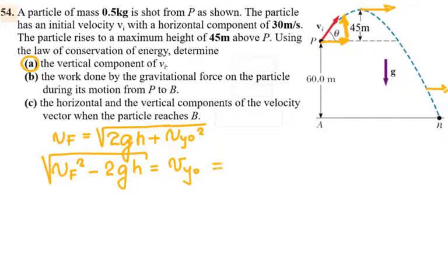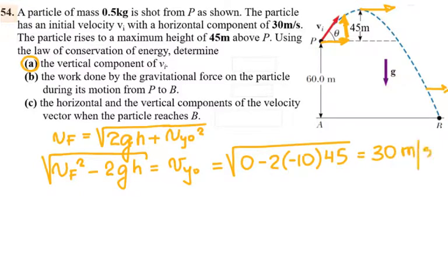Now I'm going to plug in the numbers. So I have the square root, final velocity is 0, minus 2, acceleration is negative 10 because it's losing its speed, and the height is 45. So it looks like that is going to be 30 meters per second. And some of you knew it was 30 meters per second from the practice questions that we already did in the classroom or here through the videos. So we have 30 meters per second.